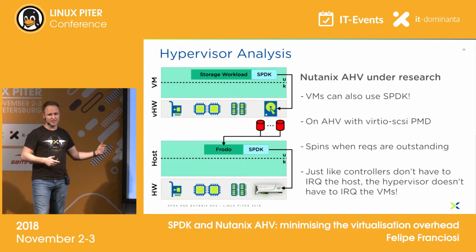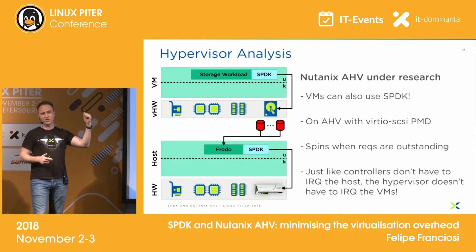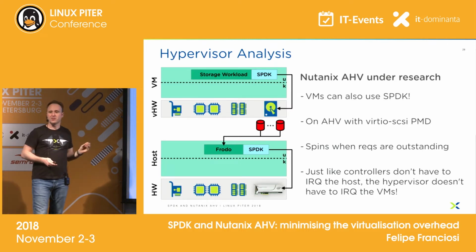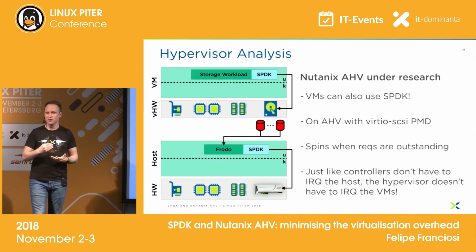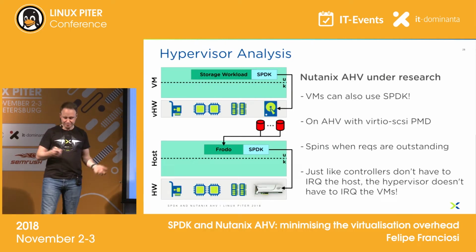The device will process that, and Frodo will pick up the completion as soon as it's ready and give it to the VM as soon as it can. The VM, which is using SPDK, is also spinning on its virtio-scsi completion queues, right? And then it can pick up the completion straight away. So we're cutting down a lot of latency, and a lot of work that we don't really need to do, which is traversing the kernel here and traversing the kernel there.